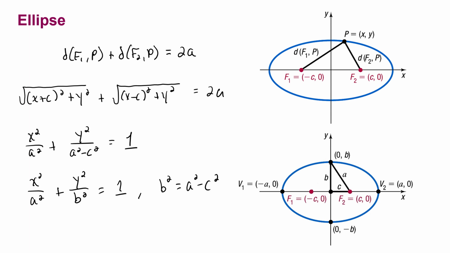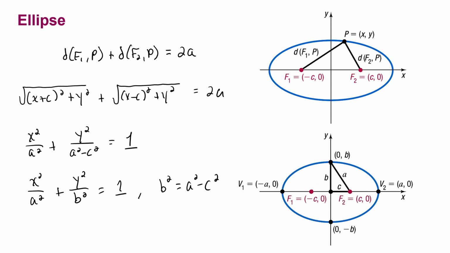Now let's take a moment to consider the geometric interpretation of the relationship that b squared equals a squared minus c squared. Consider our same graph of the ellipse we described a few moments ago. Note that a right triangle is formed with two perpendicular legs. One leg of length c extends from the origin to the focus F sub 2, and the other leg of length b extends from the origin to the y-intercept at the point (0, b).